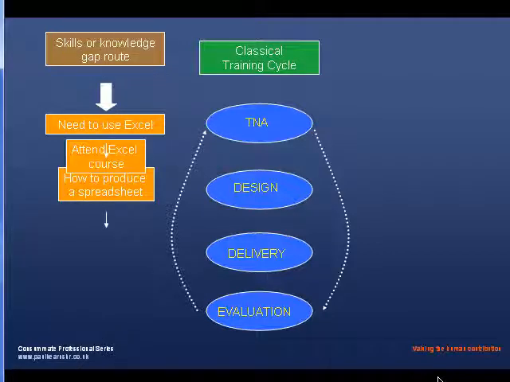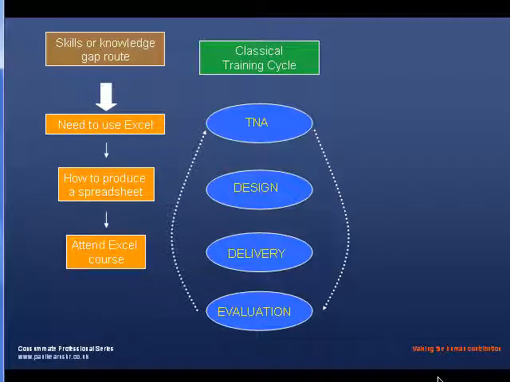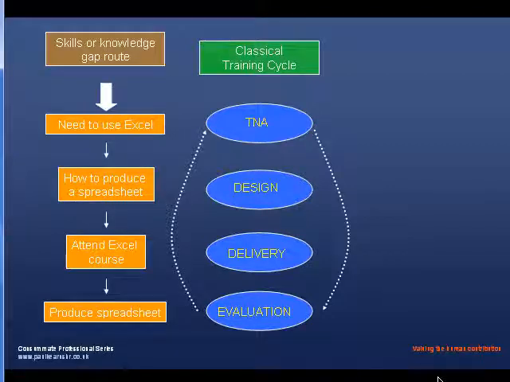Then comes the delivery part. This can be done in any way you choose. Either send people on a course, it could be self-taught tutorials. What really matters to us though is the evaluation. Are they able to produce the spreadsheet at the end of the day?